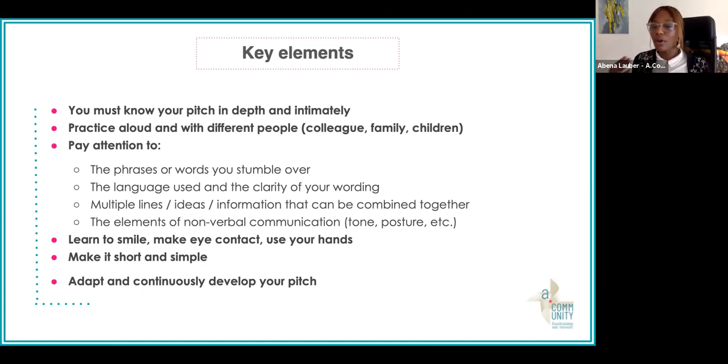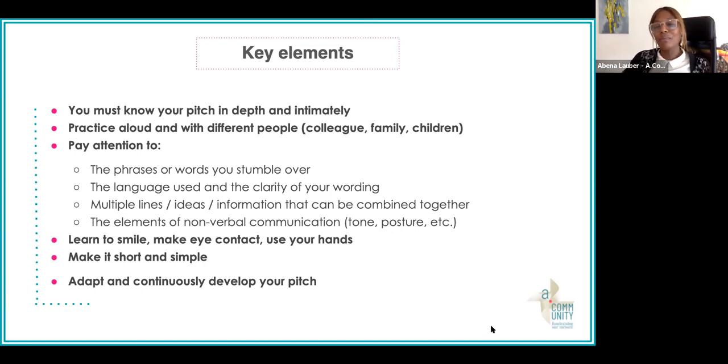The elements of nonverbal communication, as I just mentioned: learn to smile, make eye contact, use your hands. Although, we had a workshop with different countries, and we realized that the way messages are delivered is different in different regions and countries. So maybe eye contact is not good in certain countries, so be aware of who you're talking to. Make it short and simple. People will ask you questions, so adapt and continuously develop your pitch. That's something you should have.